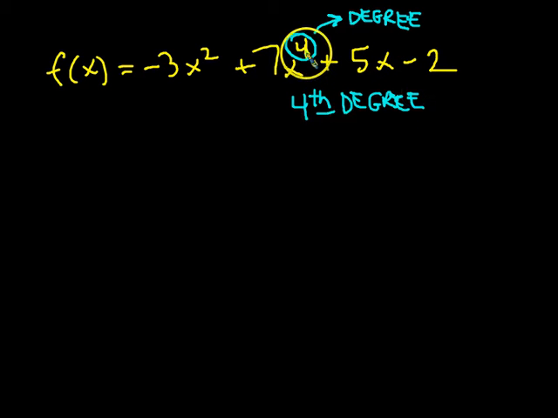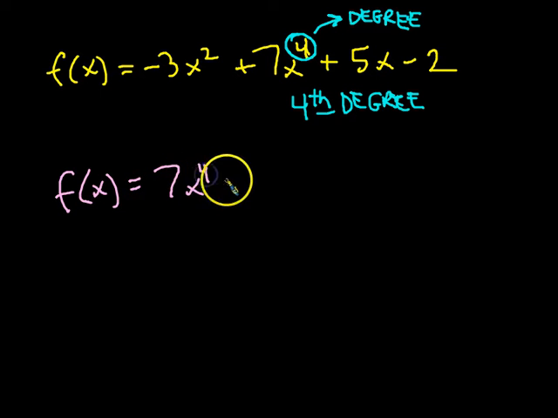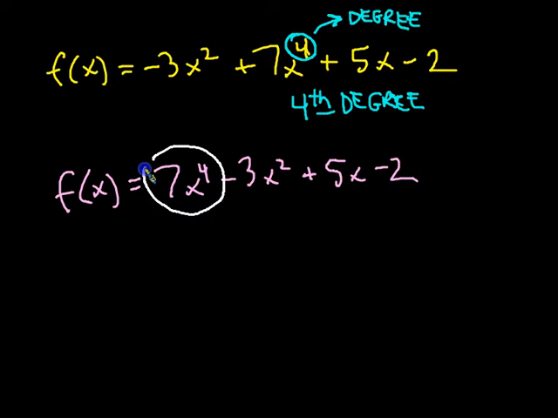Now, notice that it's the highest power of any variable in the polynomial, not necessarily just the power of the first term. Of course, since I am mentioning the first term, let's go ahead and put these guys in order. Technically, this should be 7x to the 4th minus 3x squared plus 5x minus 2. And when we put this guy in this order, there's a special name for this first term, the term that has the highest power of any other variable. And that special name is the leading term.